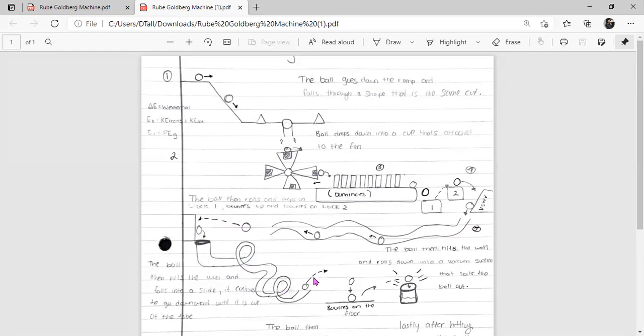Once it's out of the tube, it will go into the air, it will bounce on the floor, and then it will bounce off the floor into the cup of water. So first, I'm going to start with the ball rolling down the ramp.